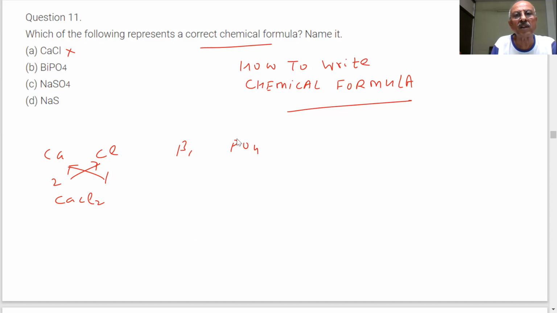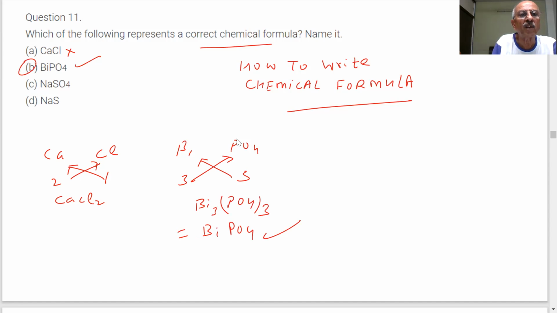Now here, this is a little difficult question. Students don't know this. Valency is 3. This is 3. Then what will be the formula? I may write. Okay. Then this is the correct formula.